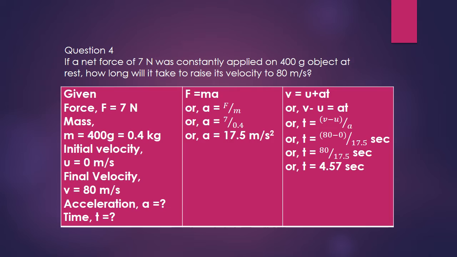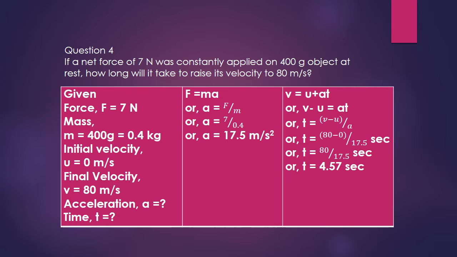In this fourth question, we'll apply the formula we just learned. So the question is, if a net force of 7 Newton was constantly applied on a 400 gram object at rest, how long will it take to raise its velocity to 80 meter per second?